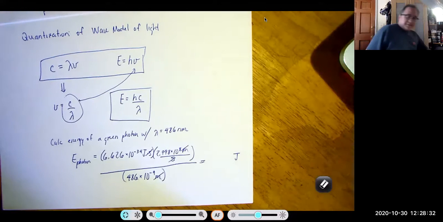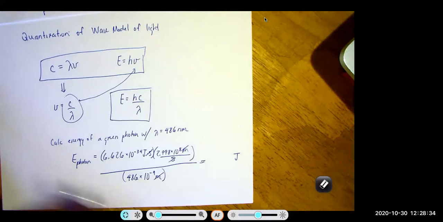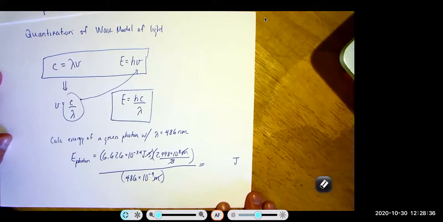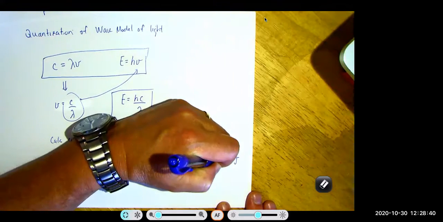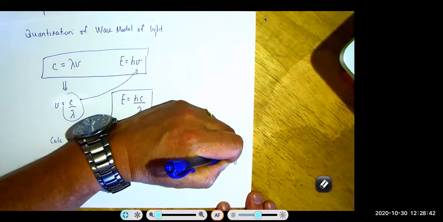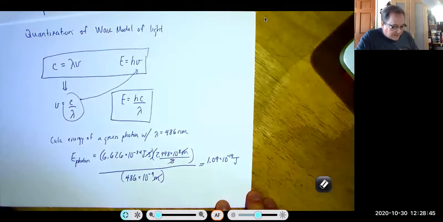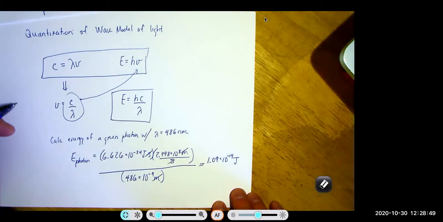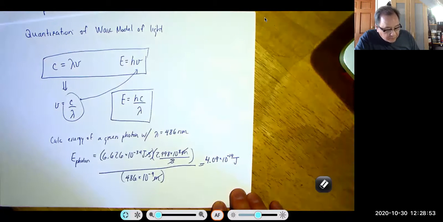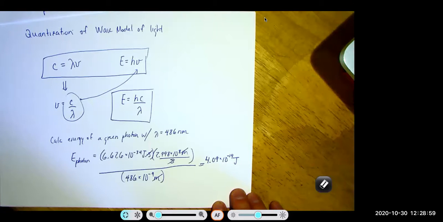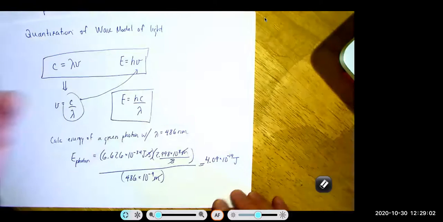Did you get an answer yet? I got 4.09 times 10 to the power of negative 19. Okay, 4.09 times 10 to the minus 19 joules. That sounds about right. 4.09, not 1.09? Yeah, 4.09. So there you go.